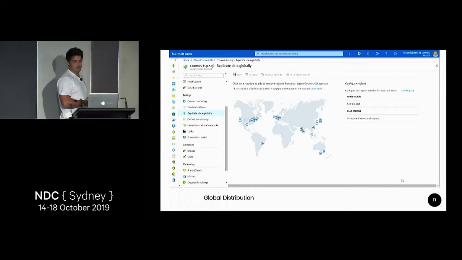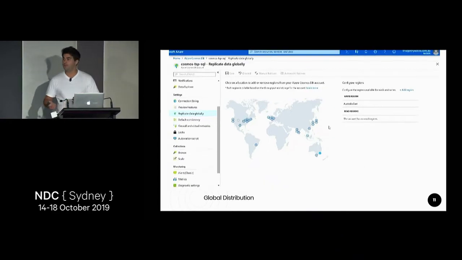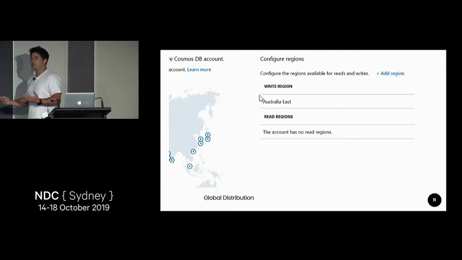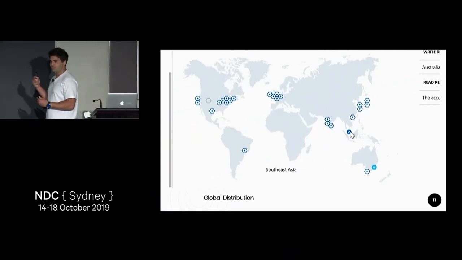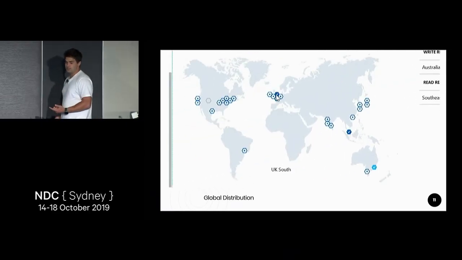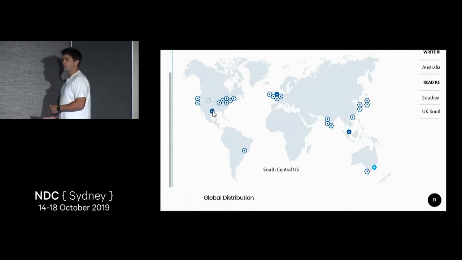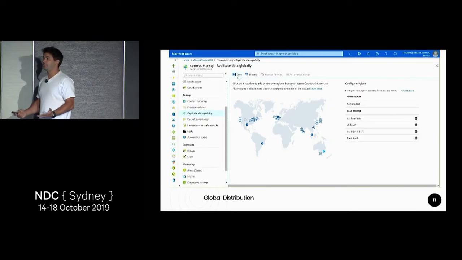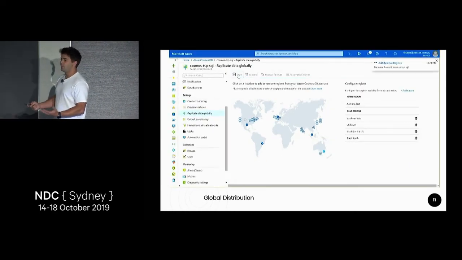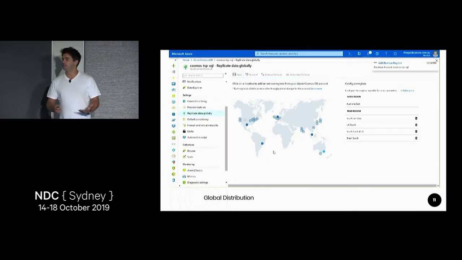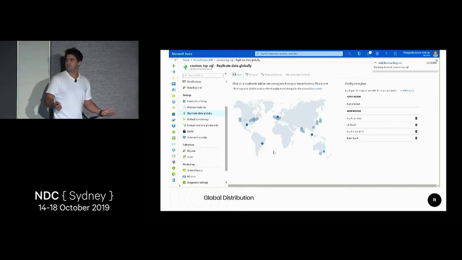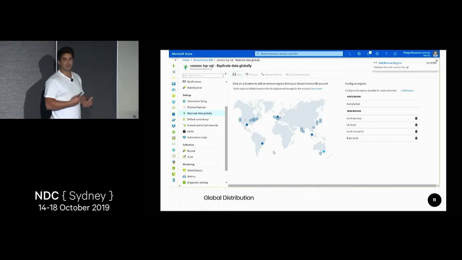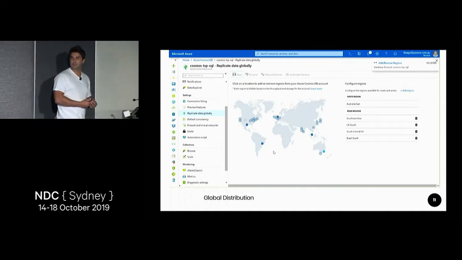I created my Cosmos DB instance in Australia East, as you can see, the right region. And now my business is growing, and I want to create some read regions in Asia, in the UK, in the US, and Brazil. And that's how simple it is to replicate your read instances across the globe, right? As soon as you add that, your database is going to be as close as possible to your customers.